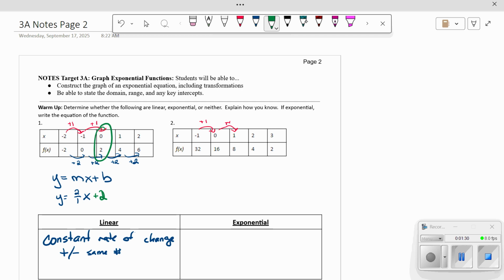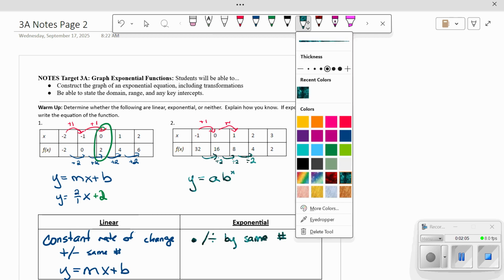Now, over here, what I'm looking at is the fact that it's dividing by 2 each time. Well, that's exponential. That's when you multiply or divide by the same number. And for these, you will get the formula y equals ab to the x. Oops, let me actually write. This one was y equals mx plus b. Exponential are y equals ab to the x.